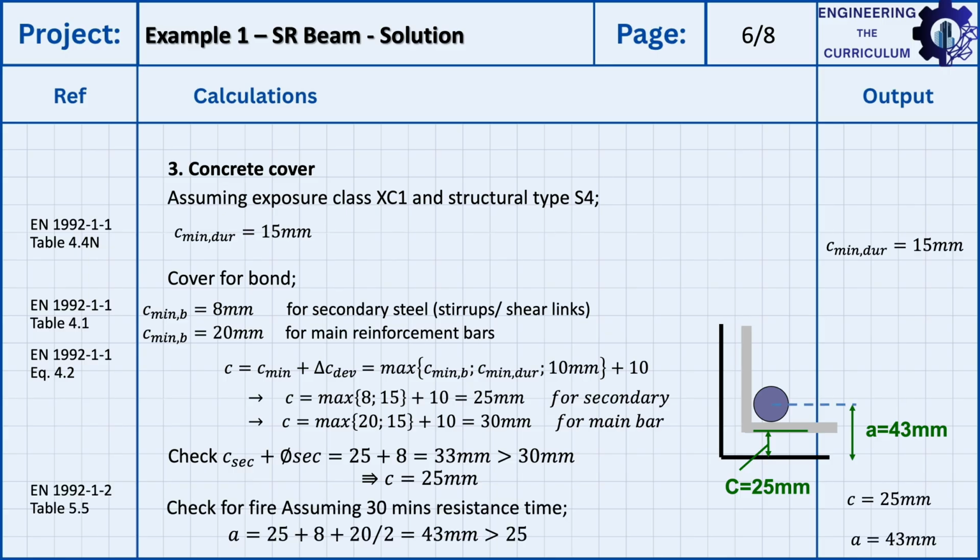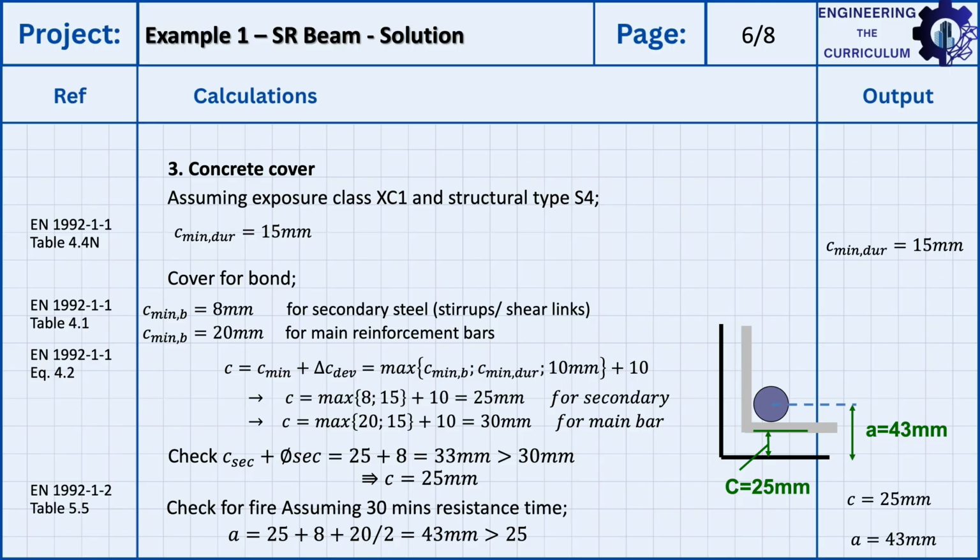Before we finish, we do need to check that the cover is fine for fire. We'll just assume 30 minutes resistance time, and we'll need to look for this in a different part of the Eurocode. So up until now, we've mainly been focused on Eurocode 1992-1-1, and here the fire cover is actually in 1-2. Now, for the fire cover, actually, we need a different cover.